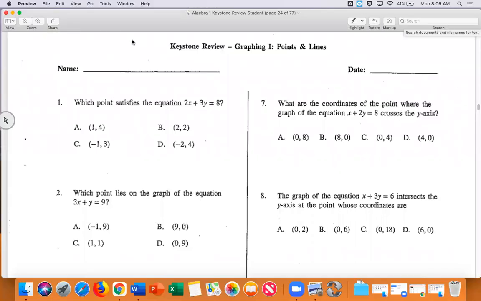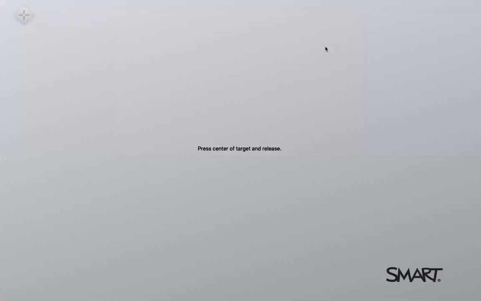All right, so this is some test taking tips on graphing points and lines, the Keystone review. All right, so Hope, up here when it says which point satisfies the equation 2x plus 3y equals 8, what they're asking you to do, Hope, is to simply label your points and then plug them in, okay? So did you do this problem? Yeah. Okay. Now, while you're looking up what answer you picked, I'm going to go ahead and align my board.